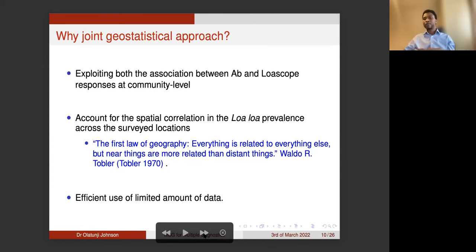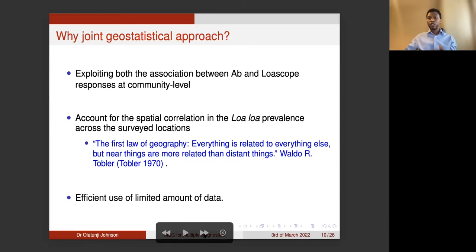The second part is that the geostatistical approach allows us to capture the spatial correlation in the prevalence. That is, if two people live close to each other, they are likely to have similar characteristics. Things that are close together are more related than things that are far apart, and that's what people call the first law of geography. So even if I don't have data in the next village, I can use the data in the surrounding villages to inform the prevalence at a particular village if it's close to them. That is where the spatial correlation comes in, and it helps us to predict.